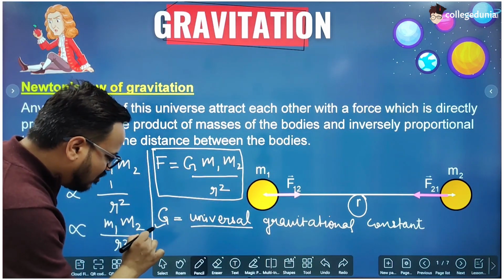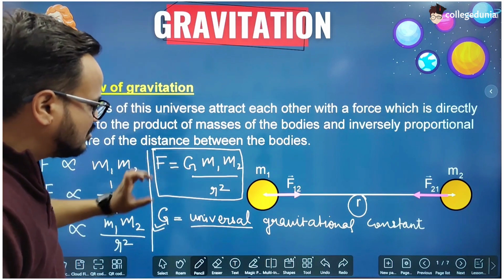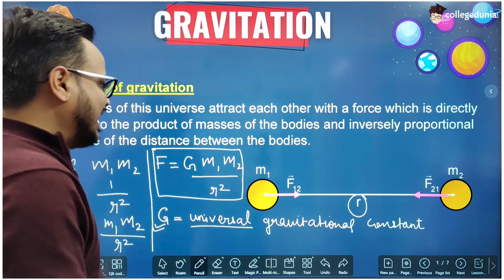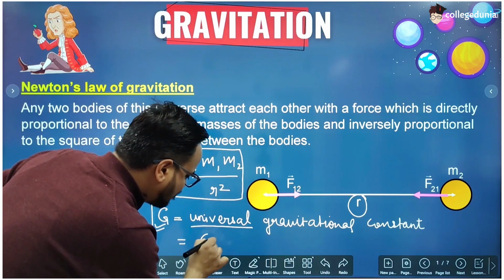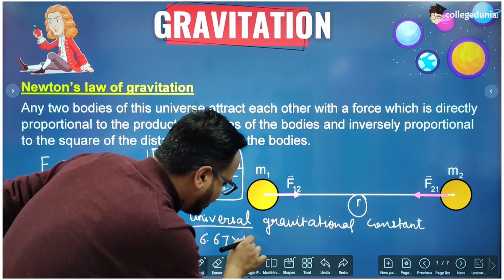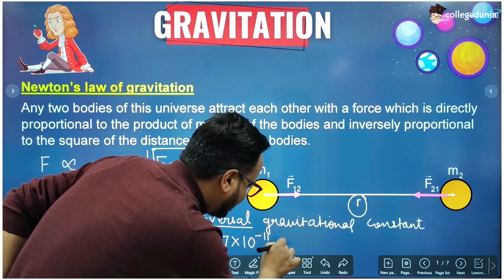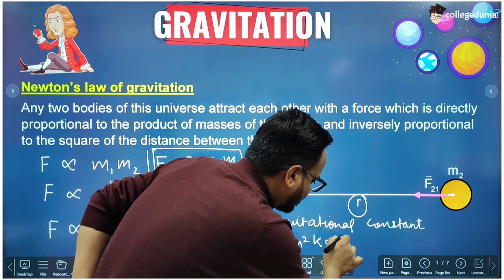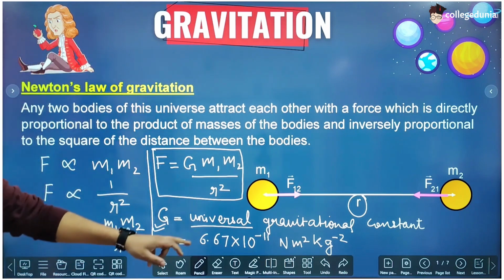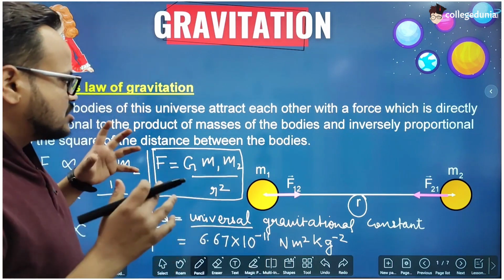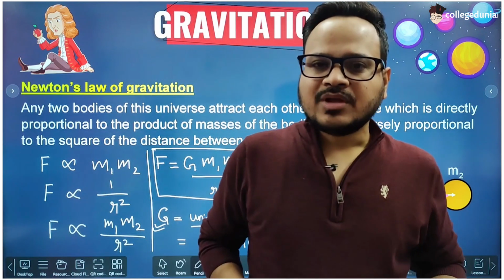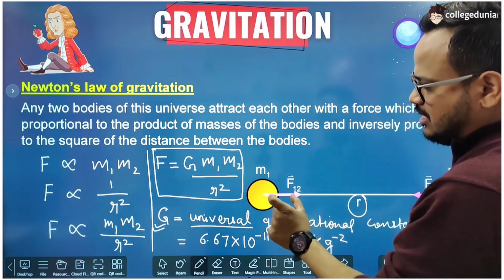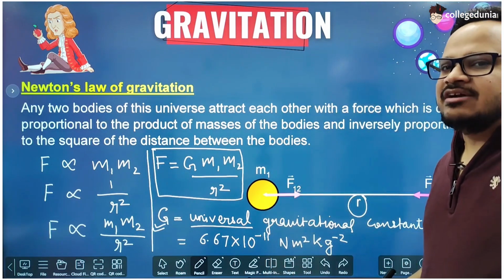But right now let's focus on this. This G which is appearing in this formula is called the universal gravitational constant, and its value is 6.67 into 10 raised to power minus 11 Newton meter square per kg square. So how did this unit come? Students, if you know the formula, don't just mug up the unit. You can easily find the unit of any variable from the formula if you know the units of other variables.